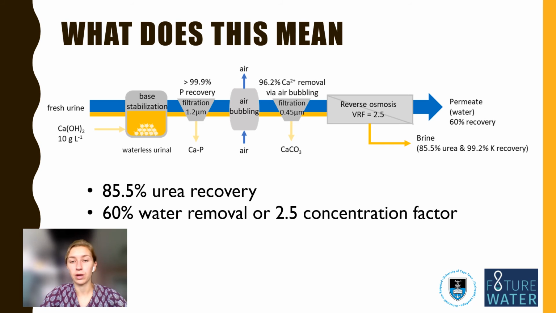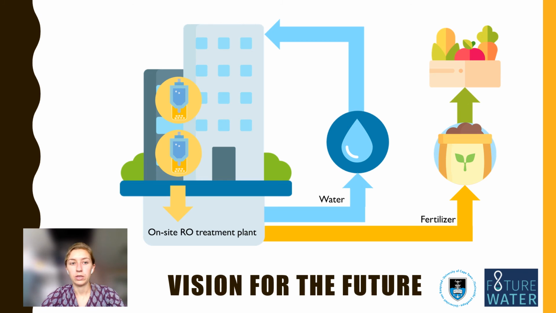Overall, we were able to recover 85.5% of the urea whilst reducing the stream volume by 60%. Different treatment options work at different scales. This process would not be feasible on a household level, and instead you might use evaporation.